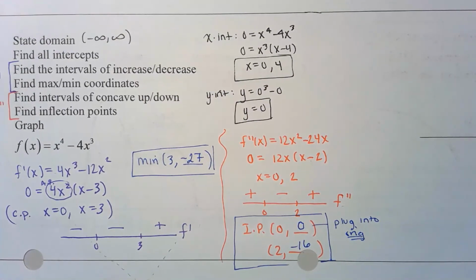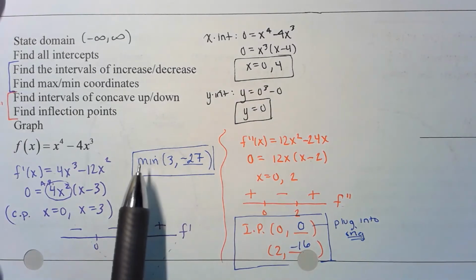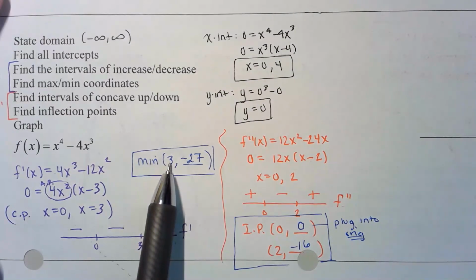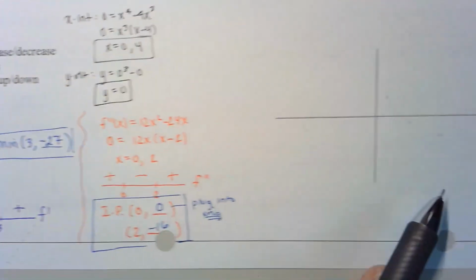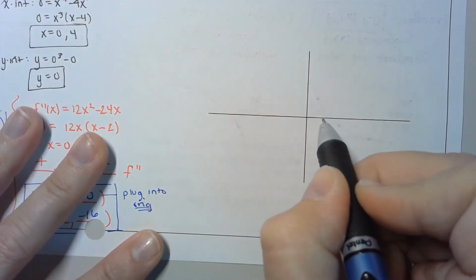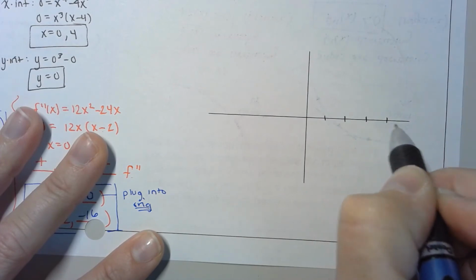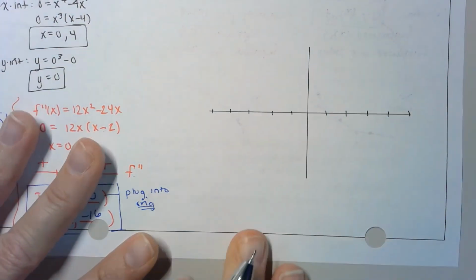The reason I do that is because now we can graph. We have everything we need. And if I were you, if you're not using a pencil, I'd probably switch to a pencil at this point. But let's think about the different x values we have. We've got x-intercepts at 0 and 4. We've got something going on at x equals 3, something going on at x equals 0, something going on at x equals 2. So I think for us, it's not horrible if our graph just goes from like negative 5 to 5. So like 1, 2, 3, 4, 5. 1, 2, 3, 4, 5.